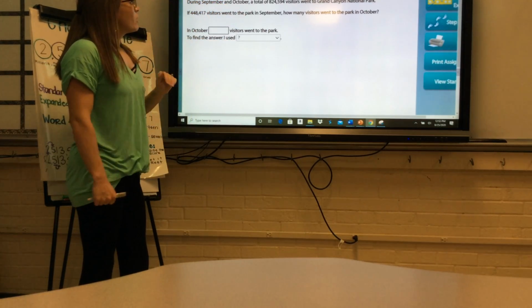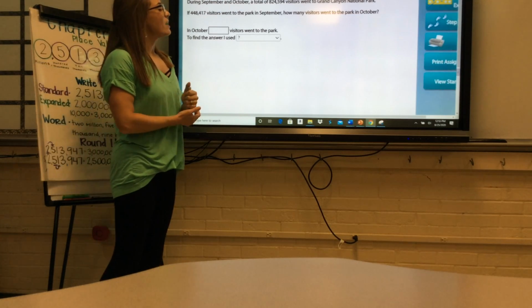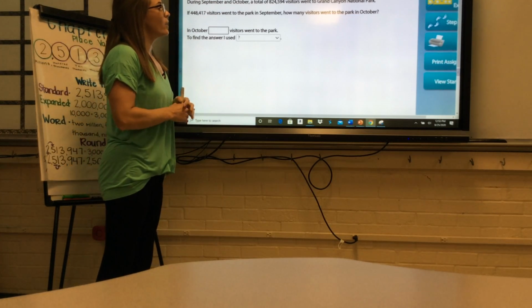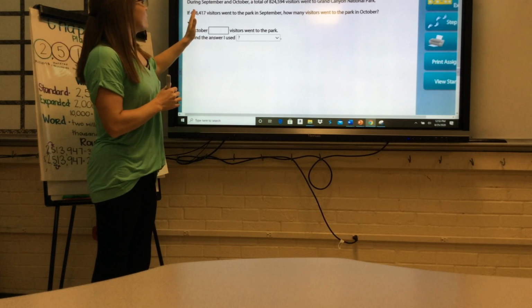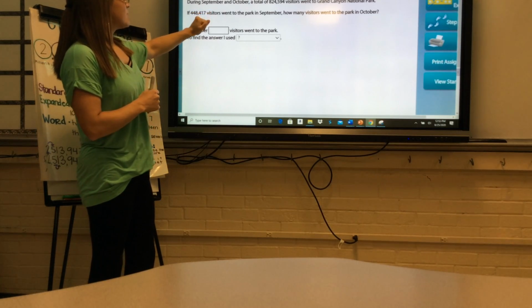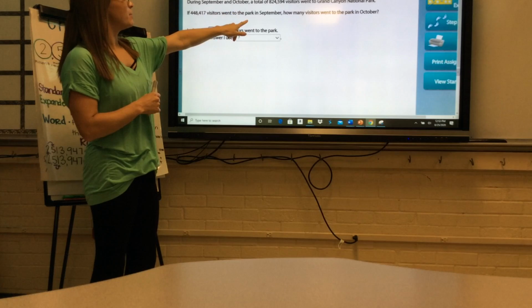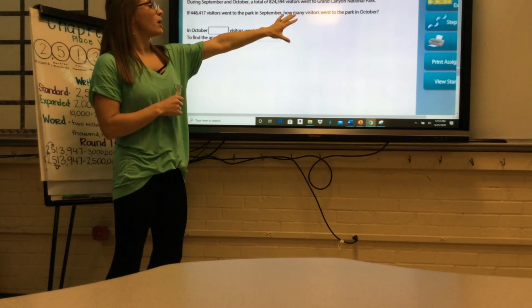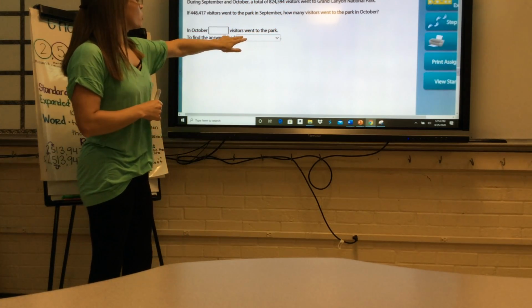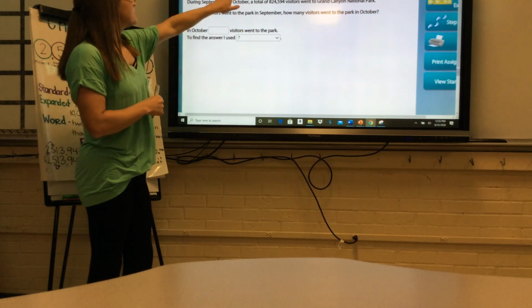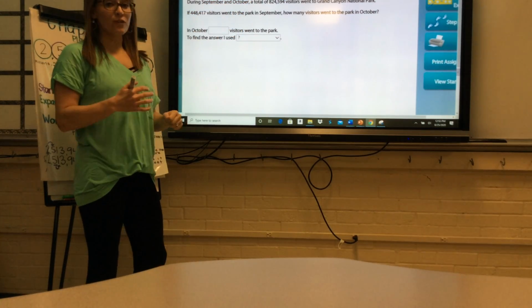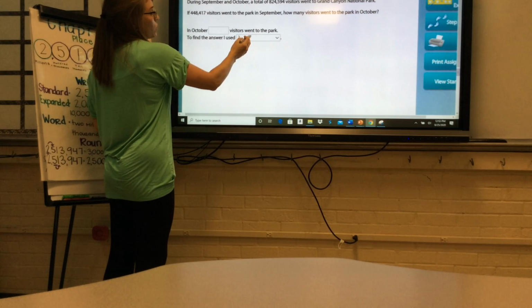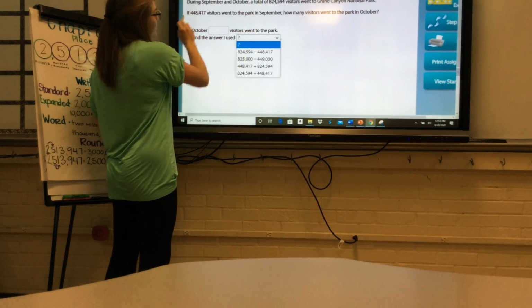Number 18. During September and October, a total of 824,594 visitors went to Grand Canyon National Park. If 448,417 visitors went to the park in September, how many visitors went to the park in October? So we're going to have to use subtraction to find the difference. Okay, so we're going to do our greater number minus our smaller number.